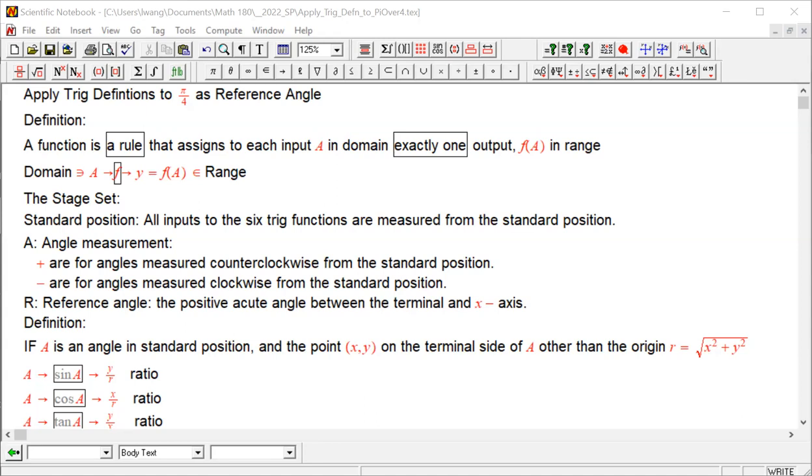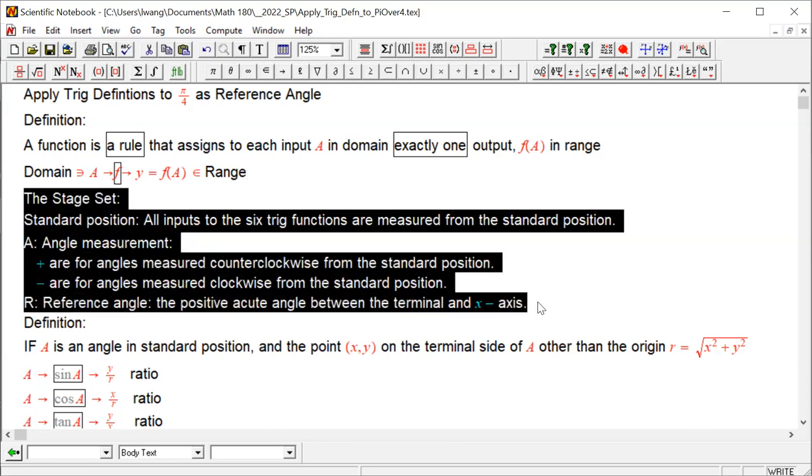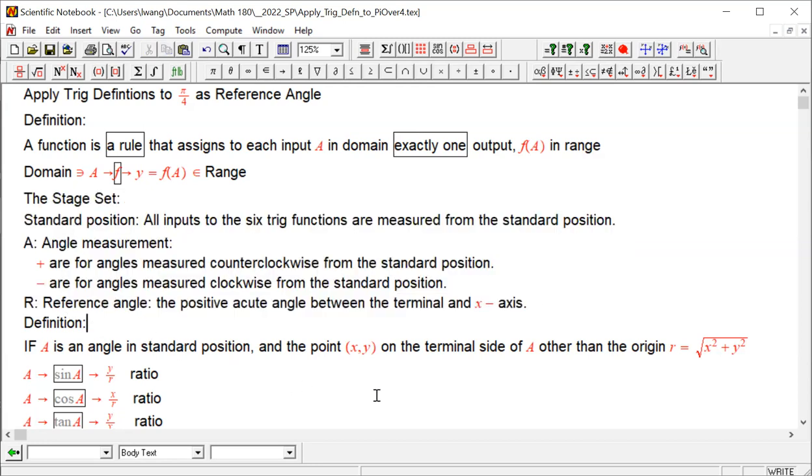Hello, in this lesson, we're going to talk about how we could apply the trig functions to a special reference angle, pi over 4. And the tool we're using is we are going to apply the definitions. We haven't discussed the domain and range yet, we will. Right now we're setting the stage, with standard position, angle measurement, and reference angle, all well defined.